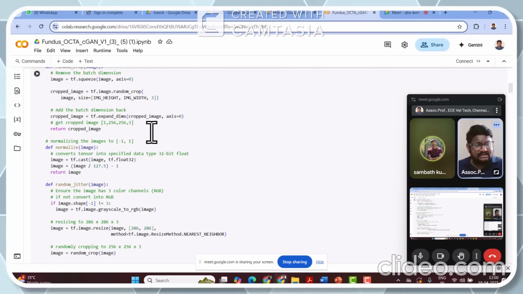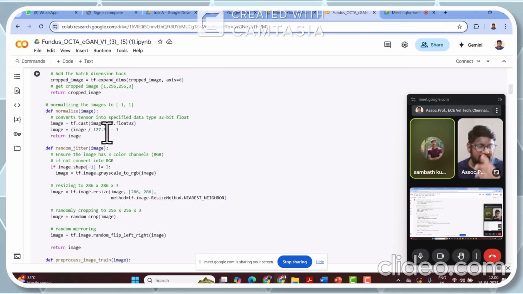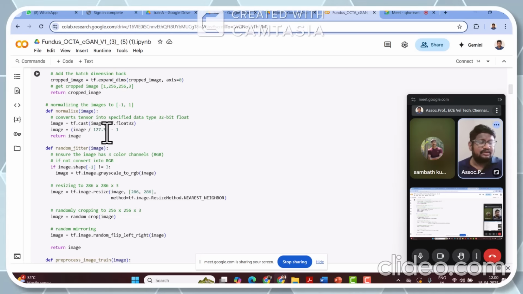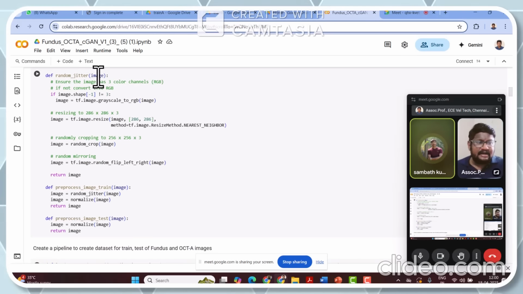Such augmentations are also being done, and normalizing the images. For the gray levels, the overall maximum being 256, we want the gray levels to span from -1 to +1. Usually we take from 0 to 1, sometimes we take from -1 to +1 also. To have zero-mean centeredness, we take from -1 to +1, dividing by the center value 127.5 and subtracting 1. We also have grayscale to RGB, and a function called random_jitter. So all these pre-processing steps we do.